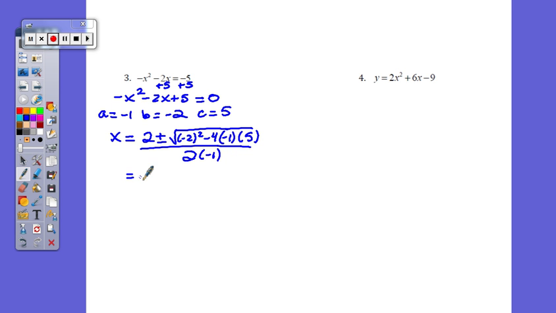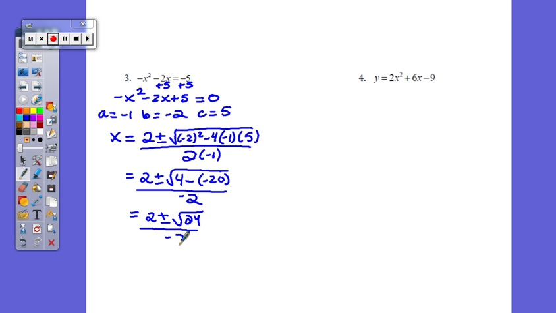Okay, and now I'm just going to solve this again. And so on the inside here, negative 2 squared, I know that's going to be 4, minus 4 times negative 1 times 5, and so that's going to give me negative 20. And so really I'm going to be adding what's underneath the square root there. Right, and so I have 2 plus or minus the square root of 24 divided by negative 2.